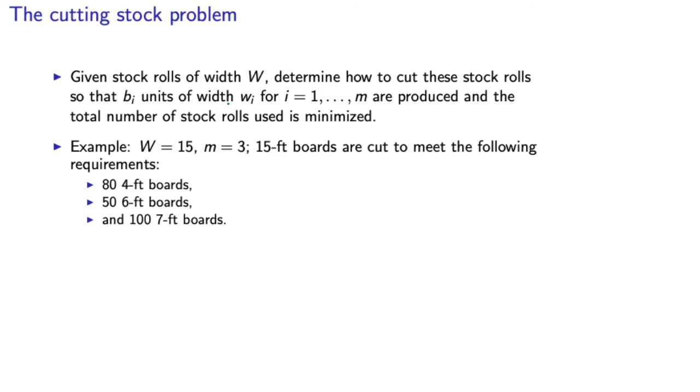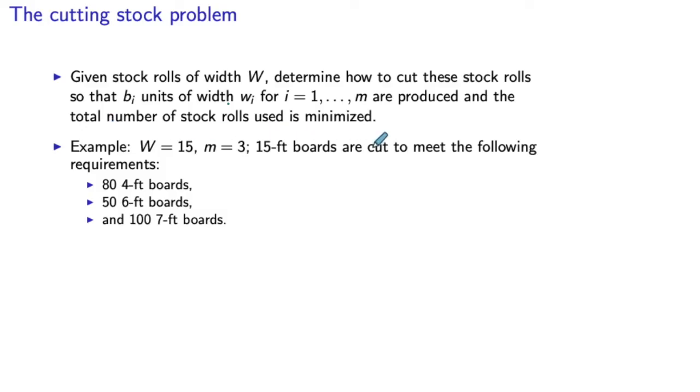In this video we discuss the column generation method for the cutting stock problem. Let's start by introducing the cutting stock problem. In this problem we are given stock rolls of width W, and we need to determine how to cut these stock rolls so that we produce b_i units of width w_i for i between 1 and m, while minimizing the total number of stock rolls that we are using.